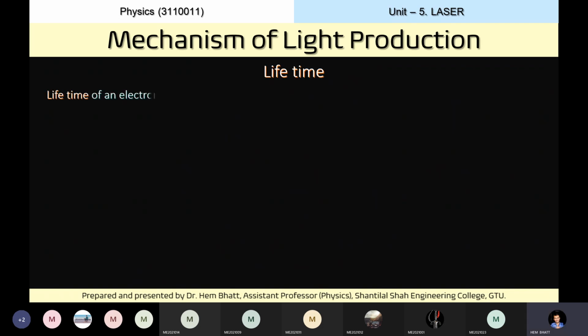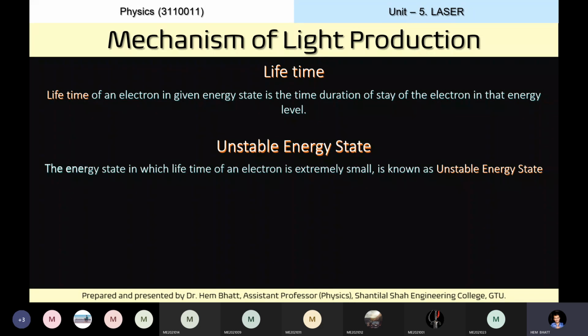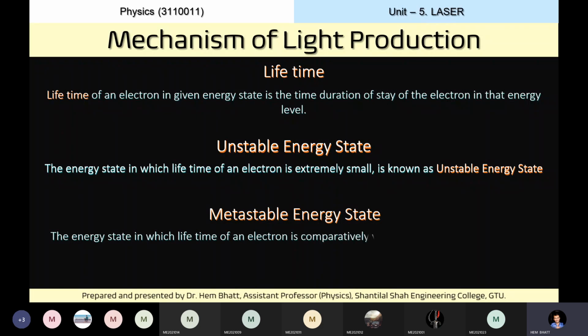Then we had lifetime. ઇલેક્ટ્રોન આપેલા ઉર્જા સ્તરમાં જેટલો સમય રોકાય એને ઇલેક્ટ્રોનનો લાઈફ ટાઈમ કહેવાય. The time spent by electron in given energy state is lifetime of electron in that energy level. Then you have actually three types of energy level: unstable, metastable and stable. Stable energy level is the one in which electron can stay for extremely large time. Unstable energy state is the one in which electron's time duration is very less in terms of nanosecond. Metastable માં millisecond નો lifetime હોય.